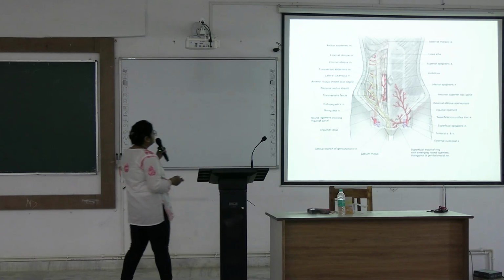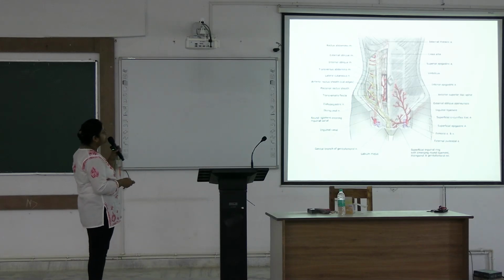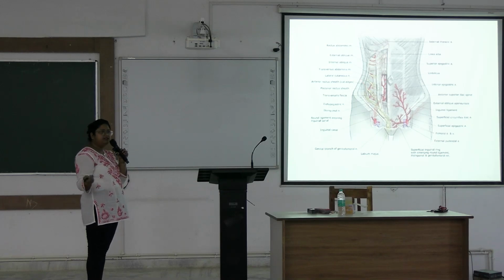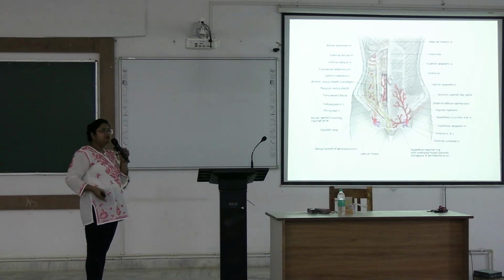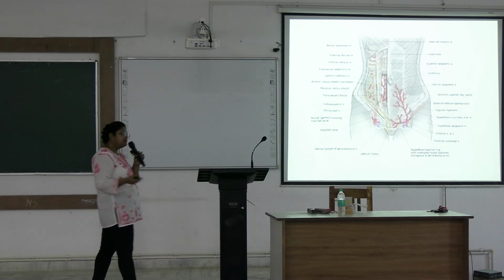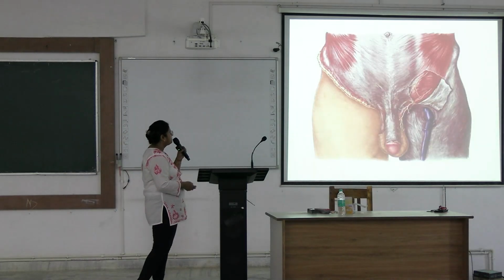Here you can see the vessels. These are the vessels lying posterior to the muscle, forming anastomosis. This is inferior epigastric, from above superior epigastric. And these are the intercostal nerves entering into the rectus sheath from the lateral side. So these are the contents: rectus abdominis, pyramidalis lying here, and the superior and inferior epigastric vessels and the intercostal nerves.